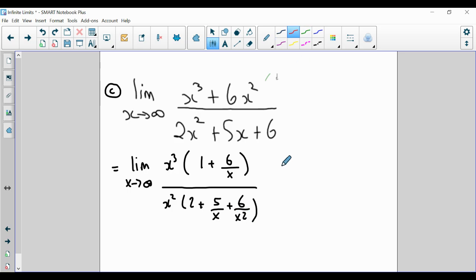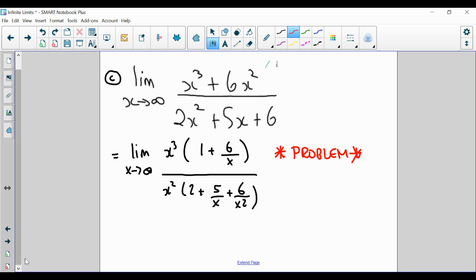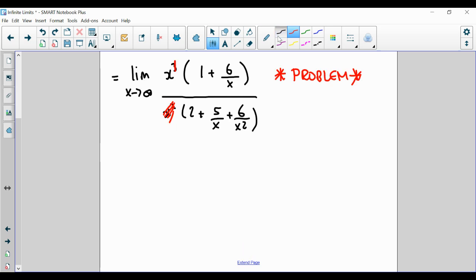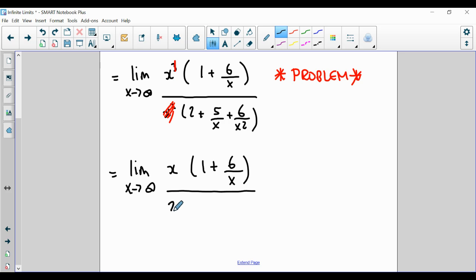Now here, a little warning, we have a problem. See, how does this cancel? Well, check it out. This x squared will go away, but I'm going to be left with an x to the power of 1. So if I write this out, I have x times 1 plus 6 over x, all over 2 plus 5 over x plus 6 over x squared.